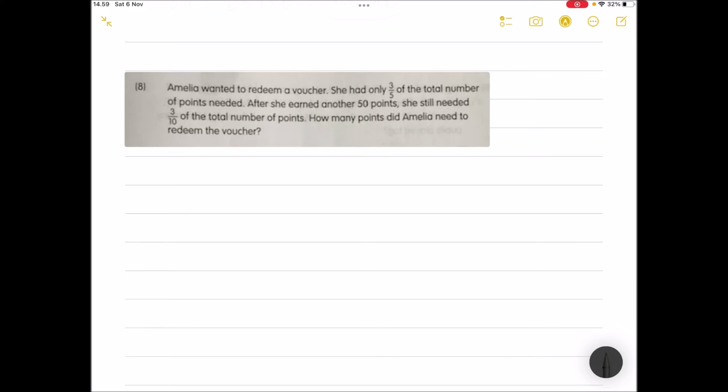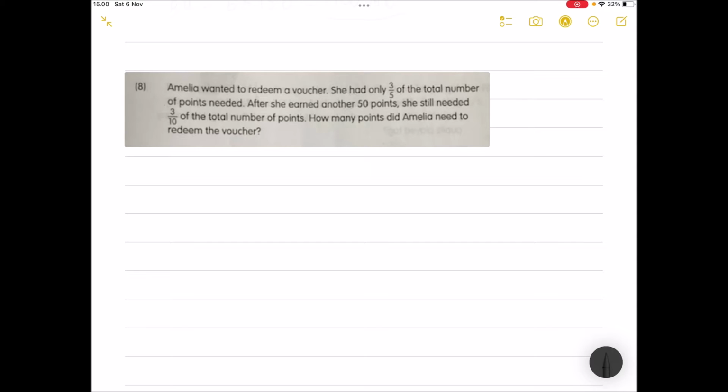Amelia wanted to redeem a voucher. She had only 3/5 of the total number of points needed. After she earned another 50 points, she still needed 3/10 of the total number of points. How many points did Amelia need to redeem the voucher? Okay, reading this, why is it so long? Sometimes it's confusing, right? Let's do it step by step.